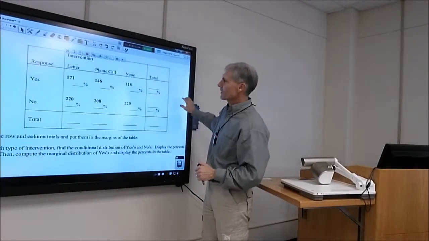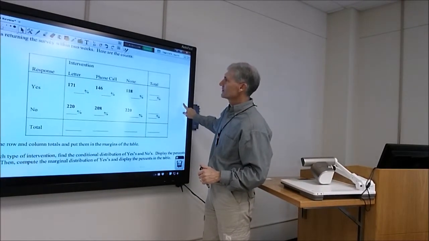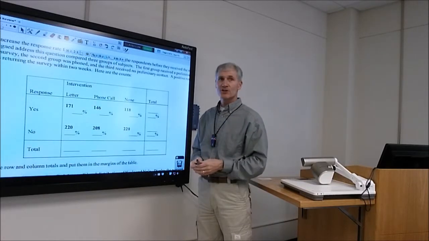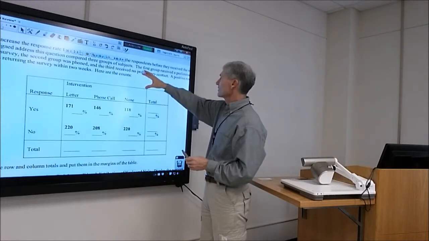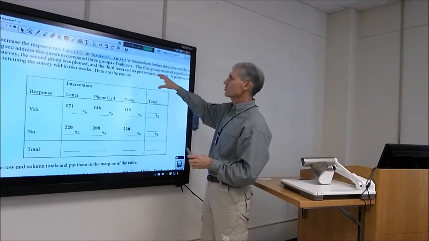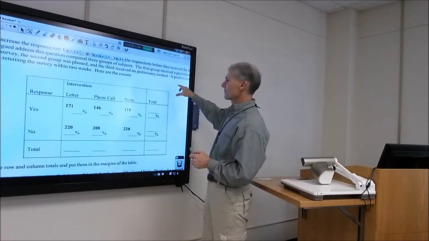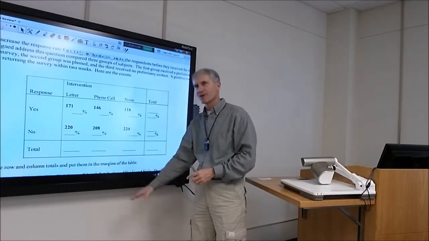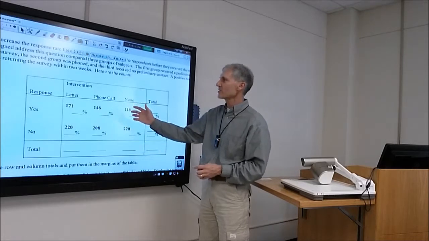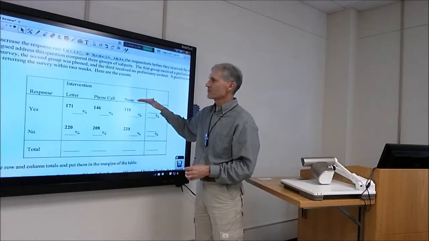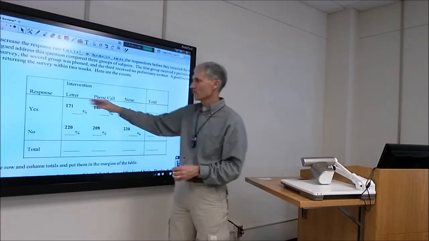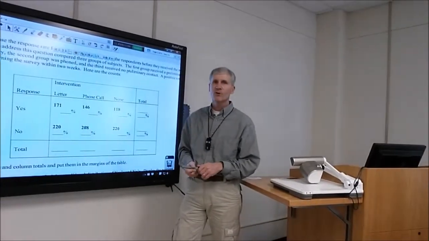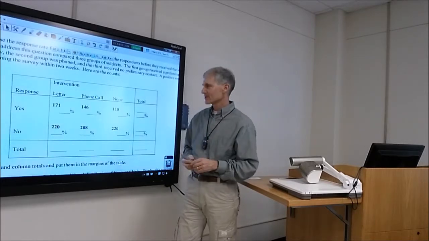Okay. Any questions on this problem? What kind of a test do you use for this? I won't read the whole thing to you, but it asked a lot of stuff before. The questions down below test to see if there's a relationship between what kind of intervention they do and whether or not they respond. And it'll be a chi-square test for association. Good.